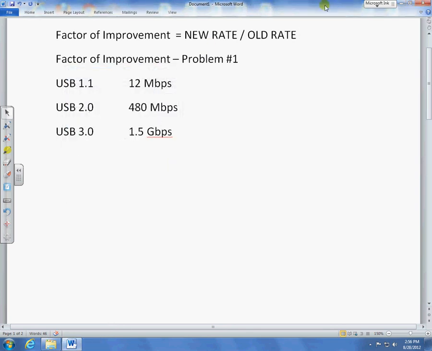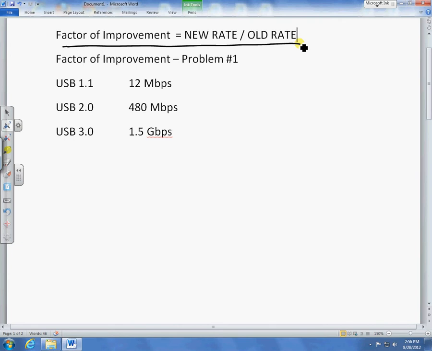Okay, folks, my lesson today revolves around factors of improvement. There's some reading in your textbook about this, and there's also a little bit of notes in the Moodle shell. So I'll start out by just reviewing this here. A factor of improvement is where we calculate it.